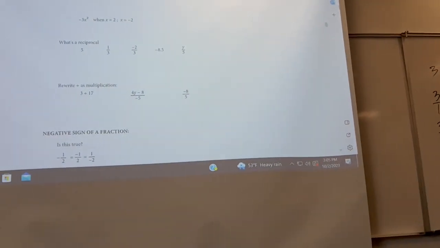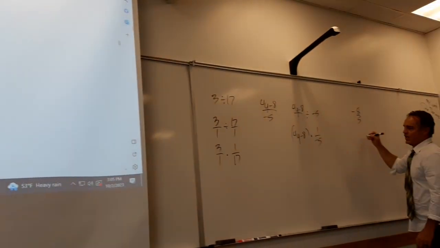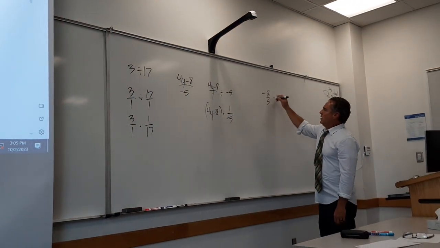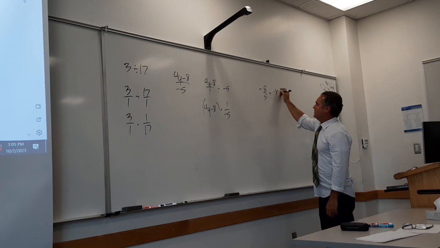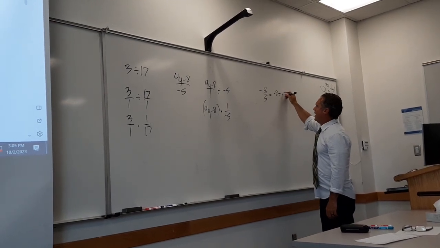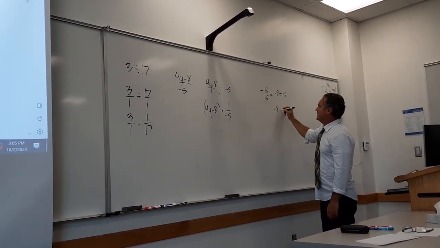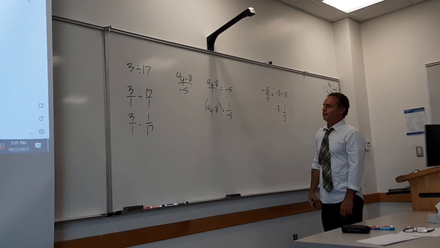All right, negative 8 over 5. Last one. Okay, we're going to have negative 8 divided by 5, which is negative 8 times 1/5. Okay?